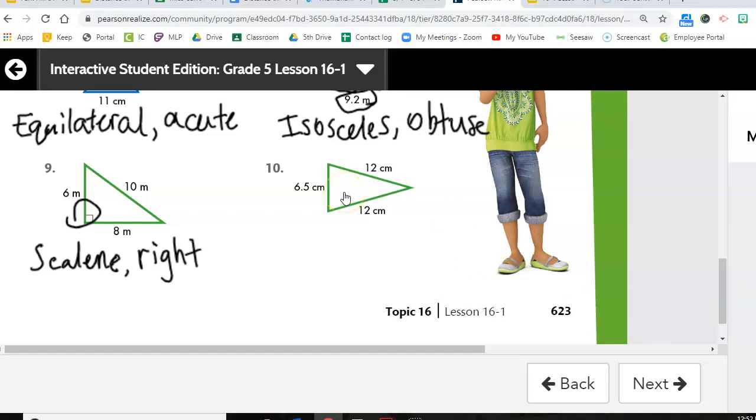And finally, number 10. I have 6 and 5/10, 12 and 12 centimeters. When I see the two 12s are the same, I see that 2 sides are the same. So it's an isosceles triangle. Now it doesn't give me any angles, but as I'm looking at them, none of them look like a right angle, and none of them look opened up like an obtuse angle either. They all look like they're acute angles, so this would be an acute triangle.